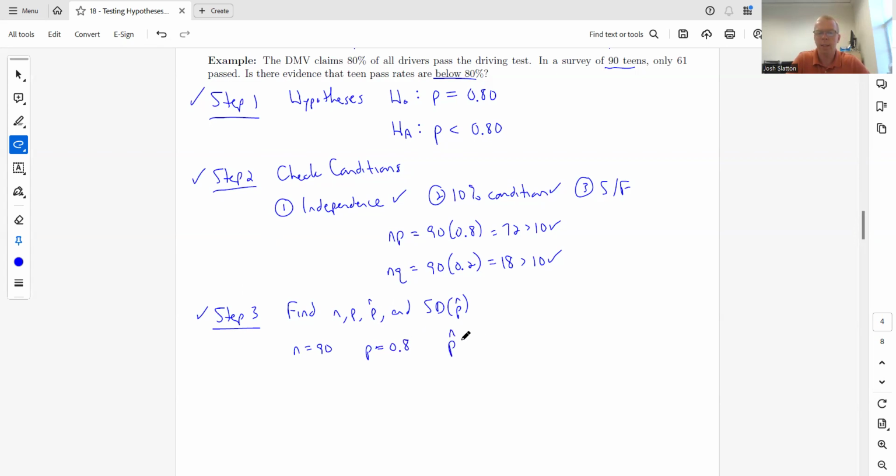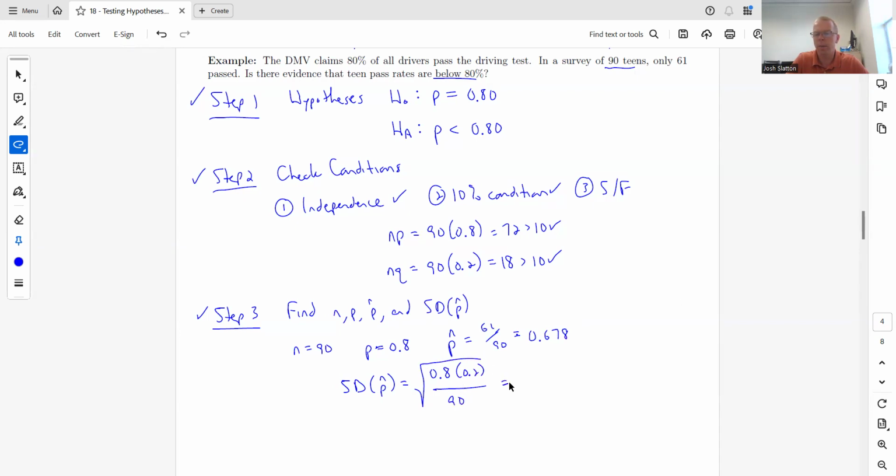And p hat is, now our sample size is 90. So that is our bottom number. Now, how many of the 90 did what we want? In this case, passed the driver's test, so 61 out of 90. And we can get that as a decimal just for reference, 0.678. And then our standard deviation of p hat is the square root of p times q over n.